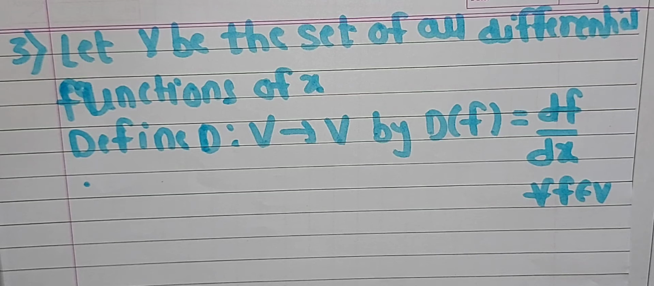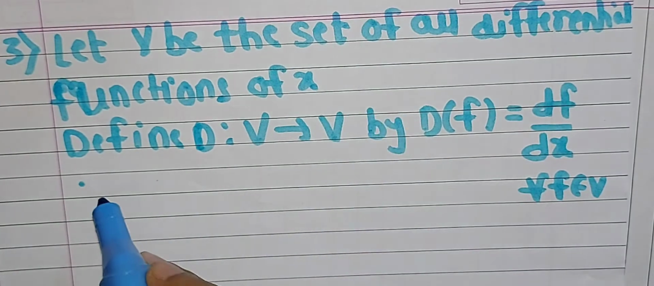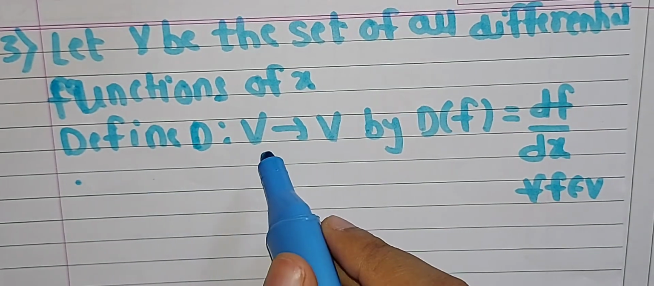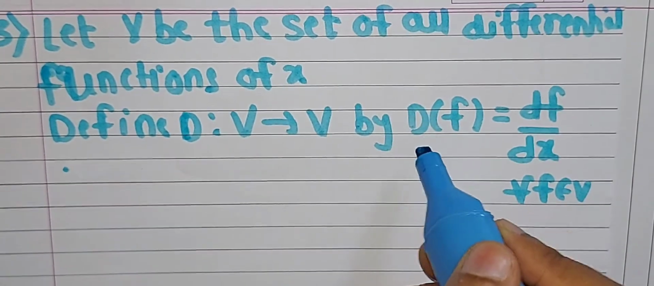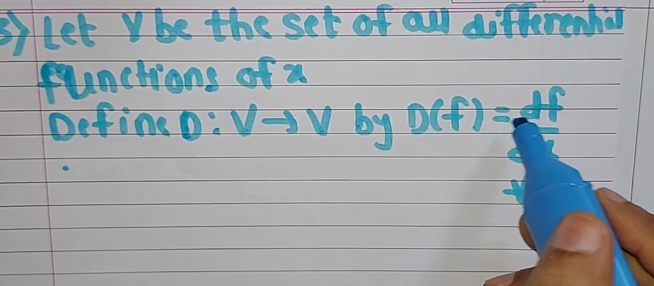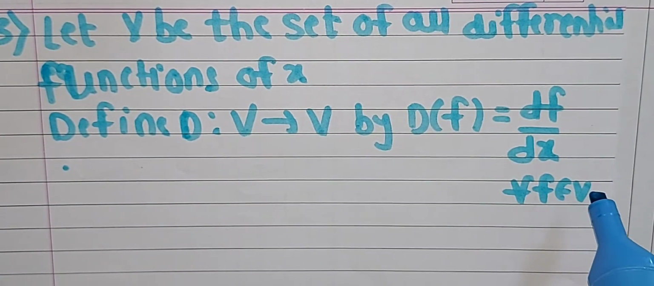Hi everyone, so in this lecture we will discuss another example which depends on a linear transformation. That example is: let V be the set of all differentiable functions of x, and we define D from V to V by D of f, that is the differential operator on function f, then this is equal to df divided by dx for all functions f belonging to V.